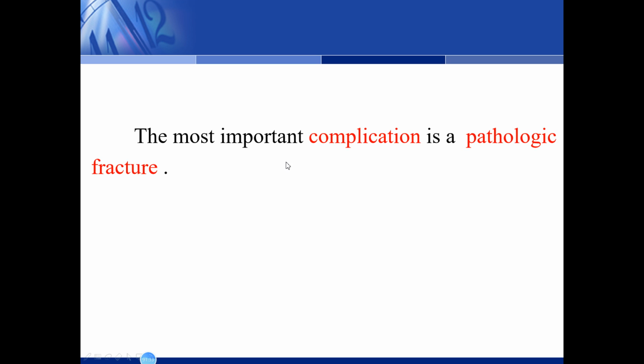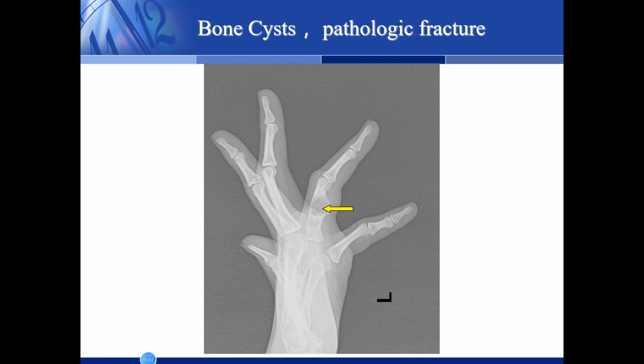The most important complication is a pathologic fracture. In this bone cyst, we could find the fracture. Here is the translucent line, and the cortex is discontinued. So we call it pathologic fracture because the fracture happens in the diseased bone.